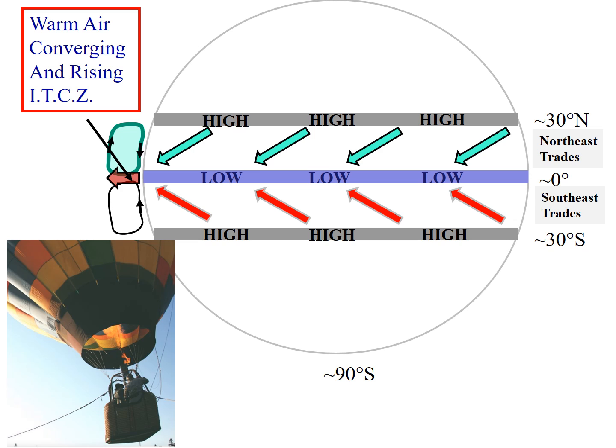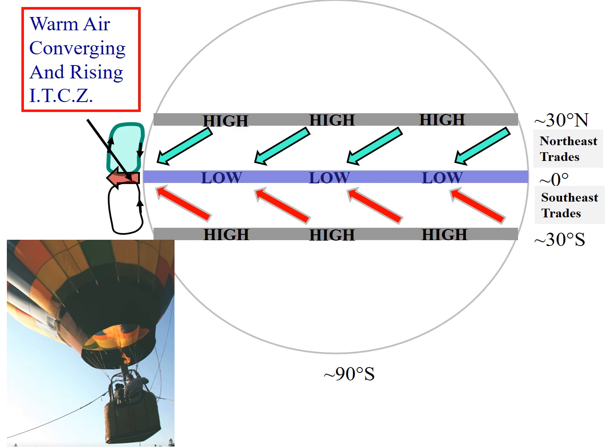You can see that my green and red arrows here, my two sets of trade winds, are converging on this zone at the equator. Now, the reason they're converging on this zone at the equator is indicated by the hot air balloon in the bottom right-hand corner. In general, this is a zone of the world which receives maximum energy from the sun, and so the air is hotter than most places around the world.